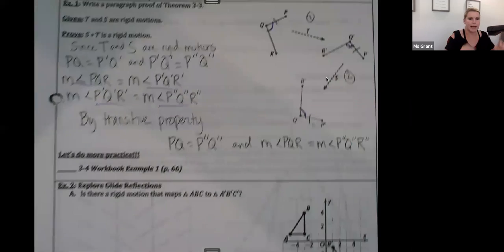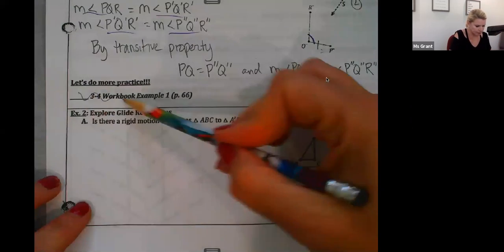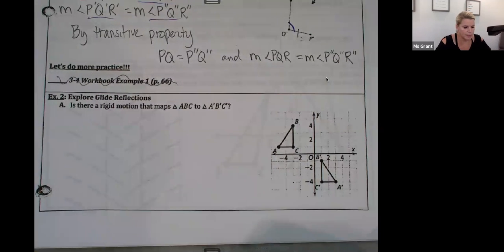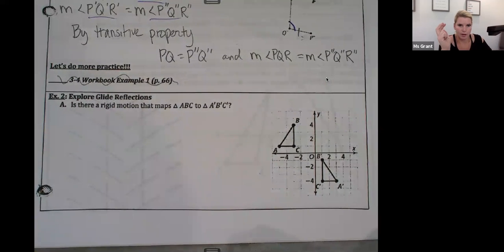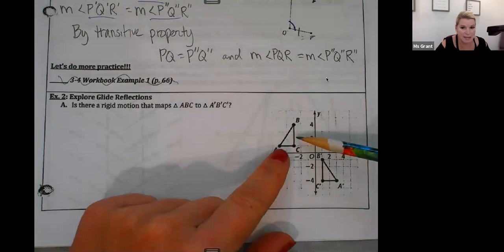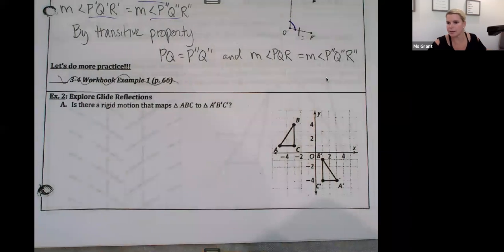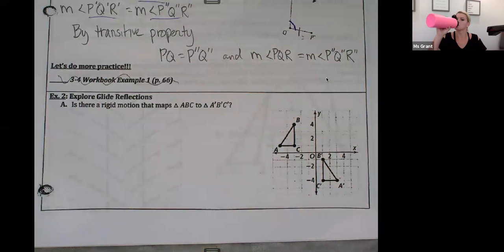Okay, now we're not going to do the workbook example. Now I want to look at this bottom shape, and I want you to stare at it for a second. A rigid motion means two movements. Can you figure out a way that I made two movements, that my pre-image became my image? How did my pre-image become my image? It did. My pre-image became my image.